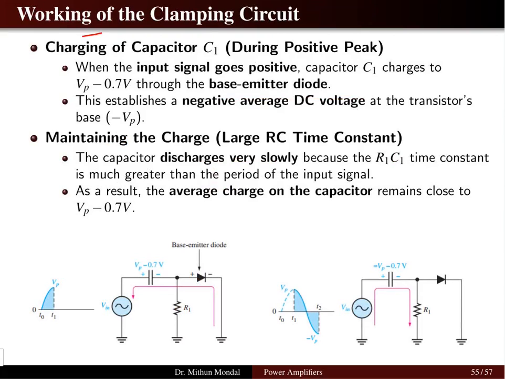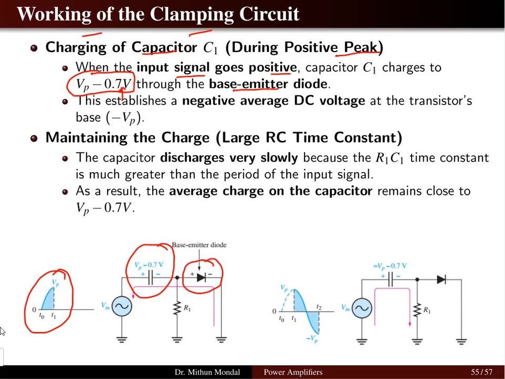What is the working of the clamping circuit? So let us try to understand. Here you have the capacitor C1, which is basically charging during the positive peak, when the input signal goes positive. The capacitor charges to a potential Vp minus 0.7. This minus 0.7 is because of the threshold voltage through the base emitter diode. So here the transistor is acting as a diode now.